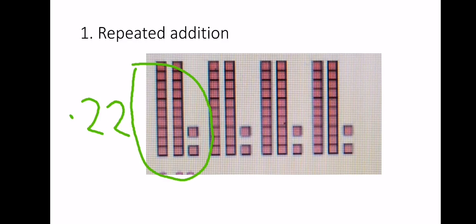By using the property of repeated addition. It means I have to add the number 4 times. So if you add 0.22 plus 0.22 plus 0.22 plus 0.22, you will get 0.88, and this is the value of the shape. So repeated addition can help me know the total value shown in front of me by adding the number here 4 times.